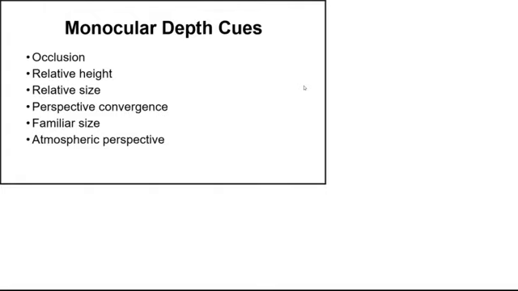The next one is familiar size. So this is pretty close to that relative height and size. And this is just that we have a basic understanding of how large things tend to be. So maybe you don't have to see 2 cars, one that is large and one that is small, to know which one is closer or further away. Maybe you just see a car. And because it is very big, you know that it is very close to you. So you would like to move out of the way. Or again, with people, someone who looks overly tall might just be really close.